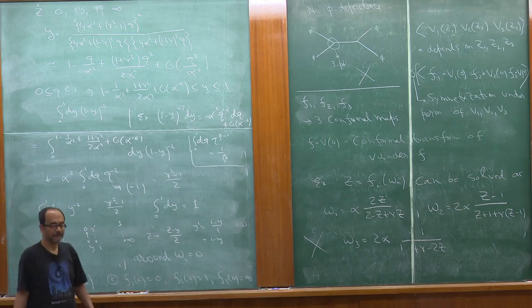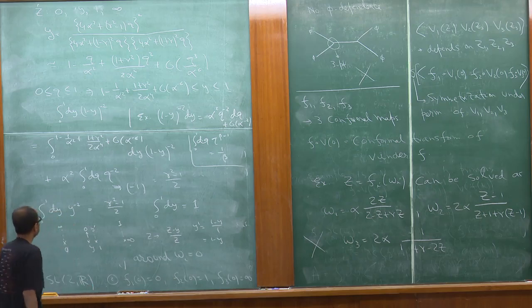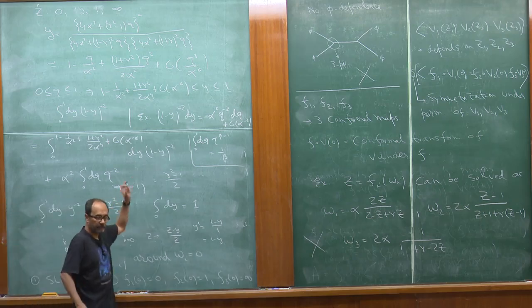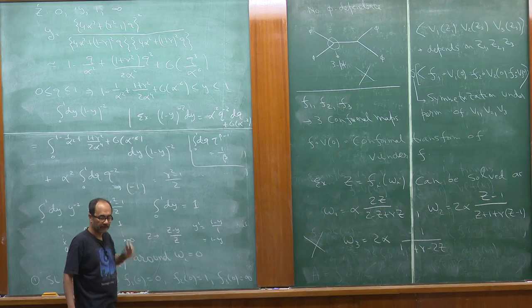Yes. Why? I understand that we are getting this divergence, 1 minus y quantity square, y square, second order, from the vertex operators. But why are we integrating it from 0 to 1? Why are we looking at that?